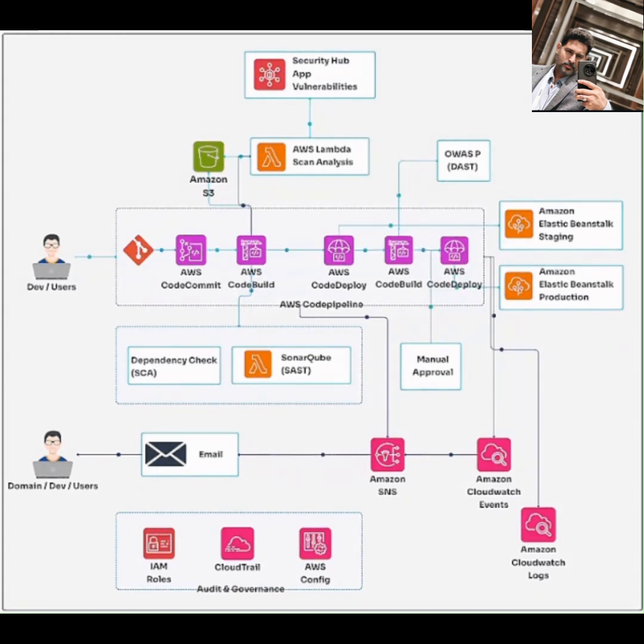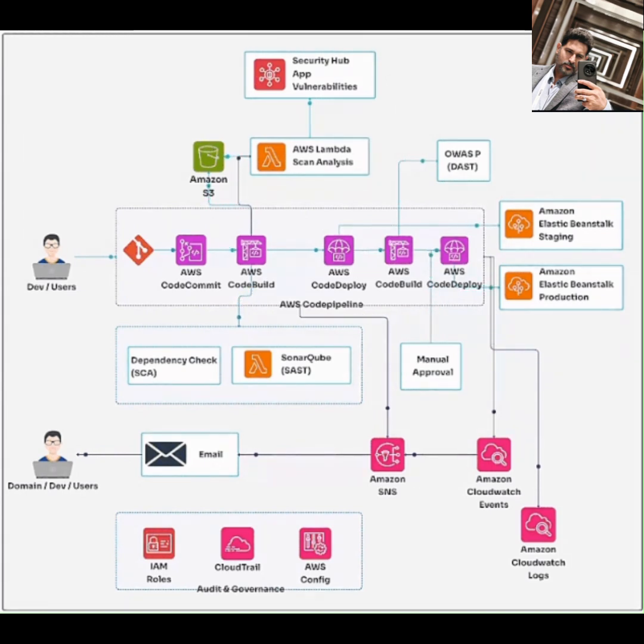Now, before deploying, or even sometimes during the build, you want to check for issues. This diagram shows great integration of security and quality checks. There's a dependency check, SCA, which is super important for finding known vulnerabilities in open source libraries your code might use. There's also SonarQube, SAST, a popular tool for static application security testing and code quality analysis. It scans your code without running it.